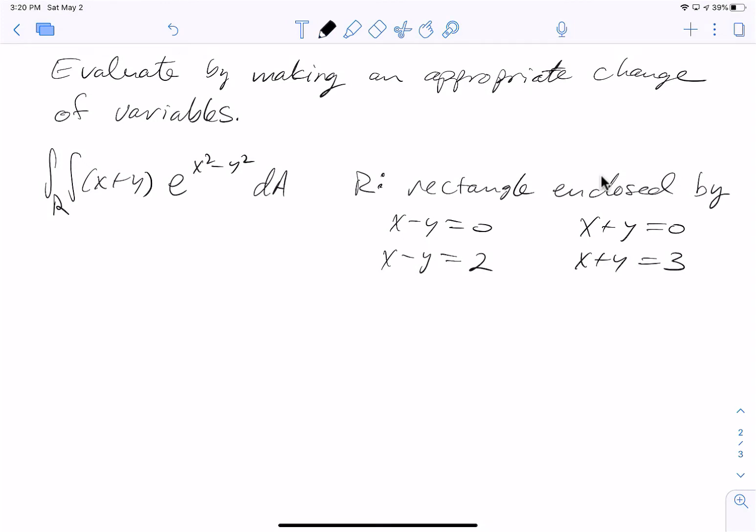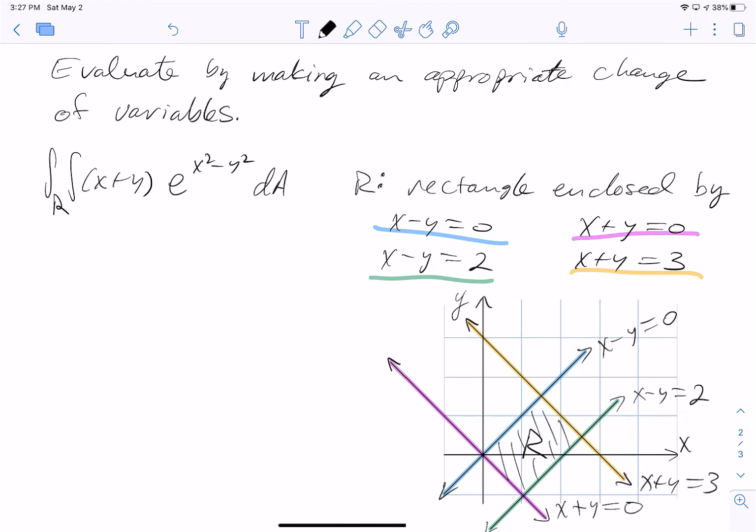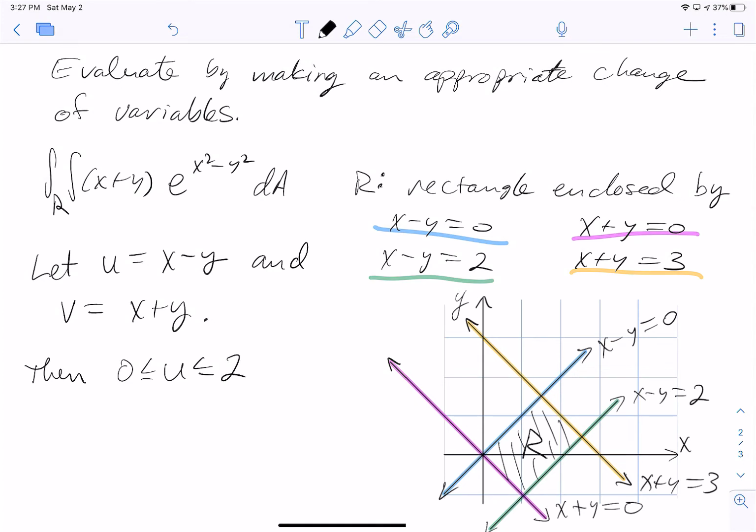If you were to graph these lines, you would see that the region R makes for a poor integration choice in the xy plane because of the limits of integration. We have basically a diagonally oriented rectangle. So what we want to do is change the variables, and it makes sense to me, given the expressions we have, to let u equal x minus y and let v equal x plus y. Then u would have limits of 0 and 2, and v would have limits of 0 and 3.